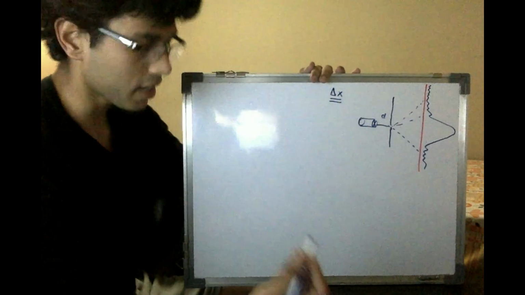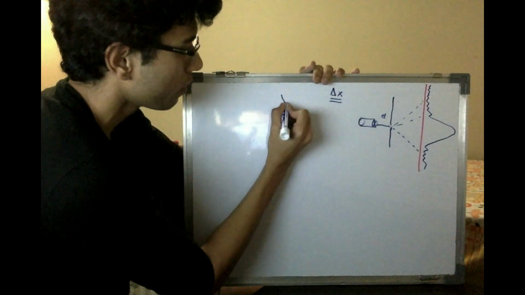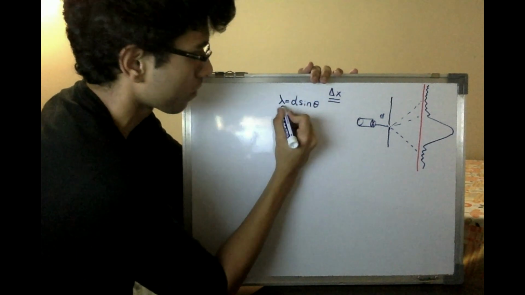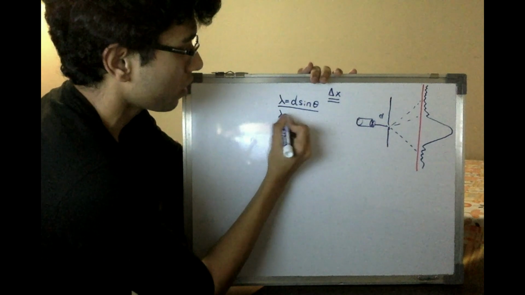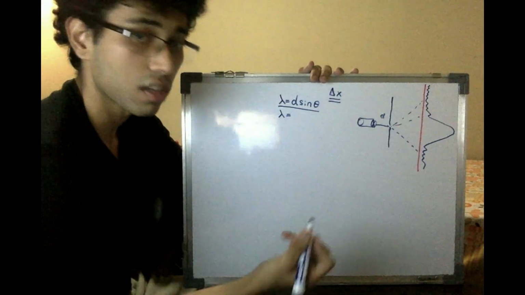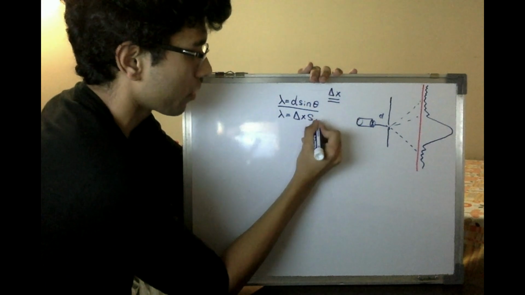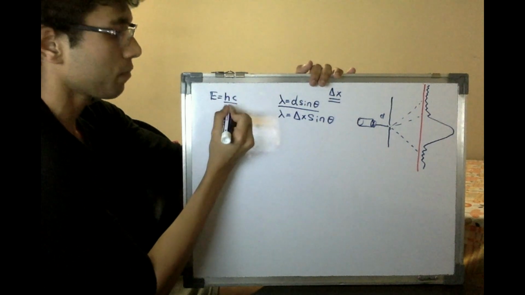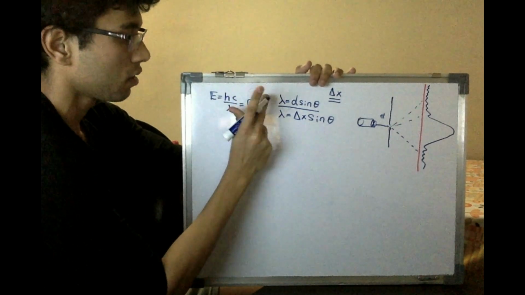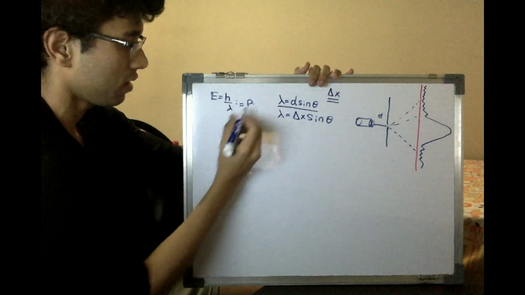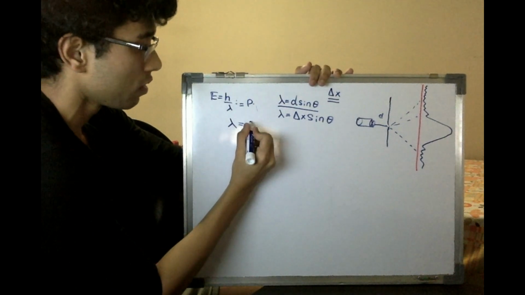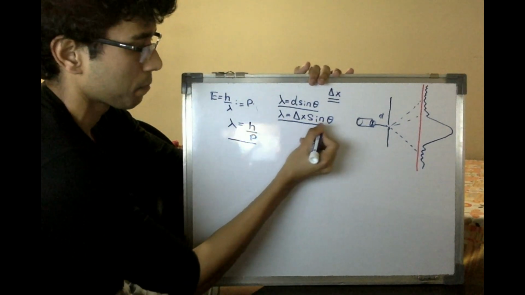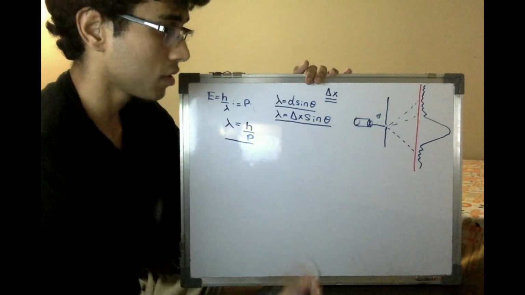So by wave mechanics, I can say that lambda, the wavelength of these waves, is d sine theta. Or lambda equals, since my d is delta x here, which I can control, delta x sine theta. And also I know that E equals hc by lambda, or equal to p times c. So let's see, c gets cancelled. So what I have is that lambda is equal to h over p. Two important conclusions here.